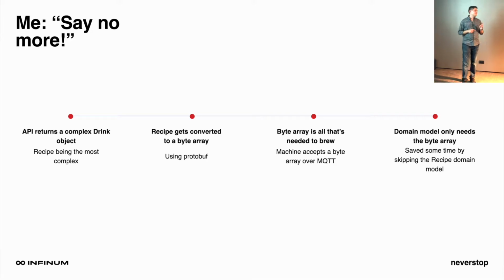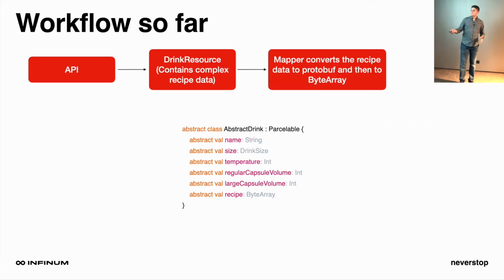But I chose not to do that, because the machine only needs the byte array that I generate from the protobuf to brew something. So I decided to skip the domain model of recipe, because it would be a lot of work. It's a huge model. And I just decided to convert it to a byte array straight away. So go through all of the steps, API model to protobuf, and then to byte array. And I did that. And then my domain model looked something like this.